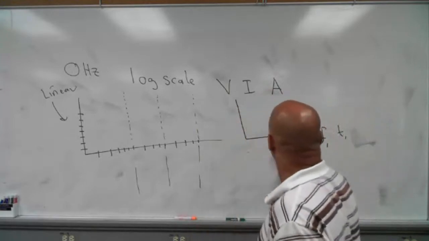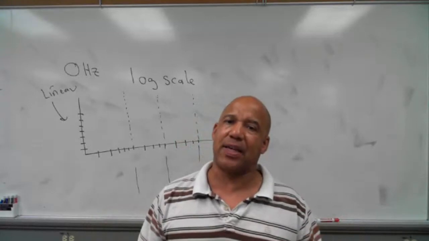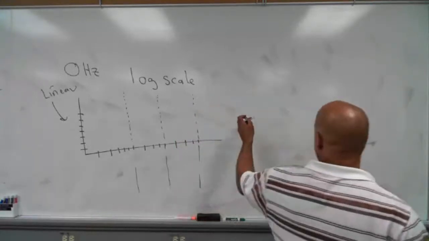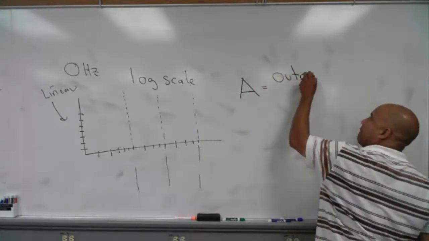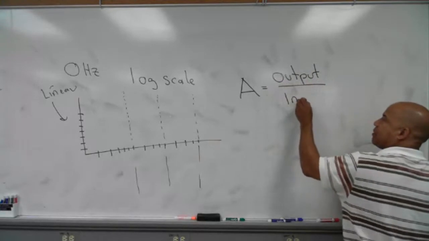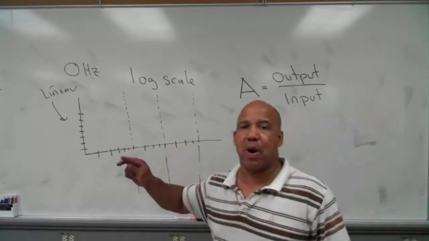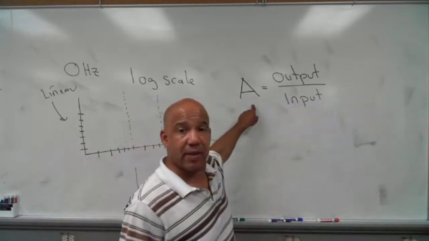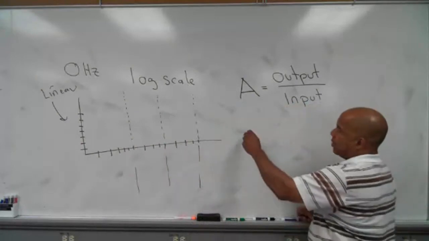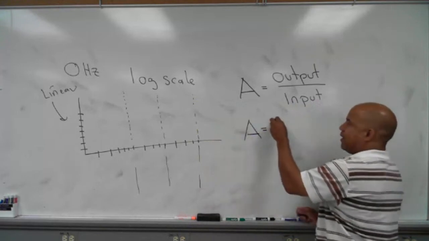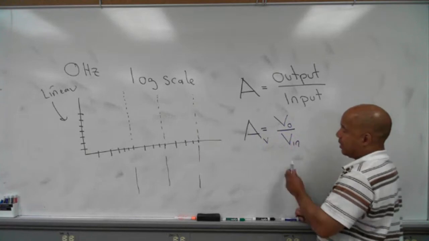Now, what is gain? Gain is comparing an output quantity and an input quantity by the process of division, using the ratio. So in general, I take an output quantity and divide it by the input quantity, and that gives me my gain. Depending on what output and input quantity you use, that's how you name the gain. Let's say I'm using voltage. If I want to know voltage gain, the gain will be the output voltage divided by the input voltage. I would call this A, subscripted with V, because that's voltage gain.